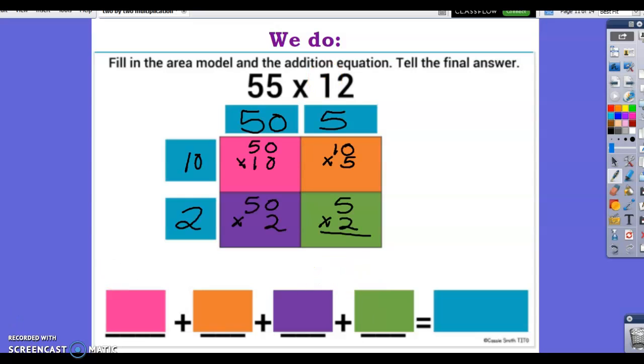Okay, so you should have had your 55 separate into 50 and 5, and then your 12 divides into 10 and 2. Your first equation is the pink box, which is your 50 and your 10 for 500. The second box is 5 and 10, which 5 times 10 or 10 times 5 is 50. Then you have 50 times 2, which is 100. And then 5 times 2, which is 10.